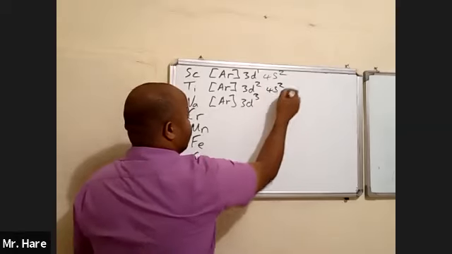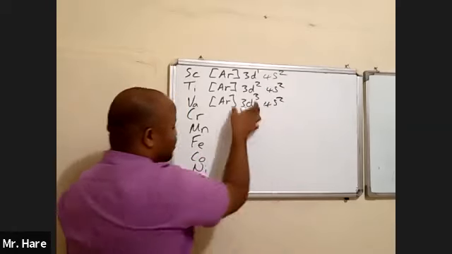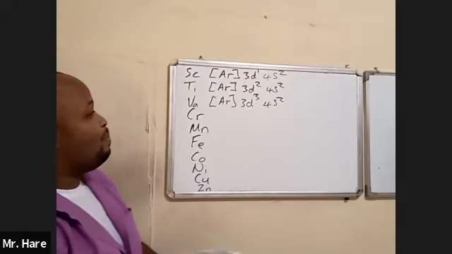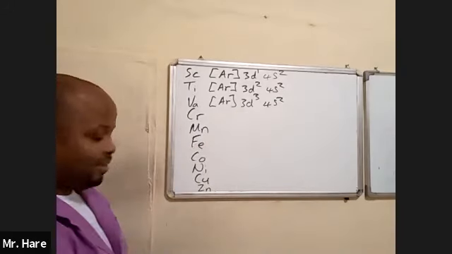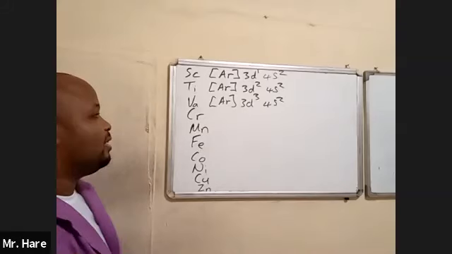Then 3d3. So you should know. If you put the 4s before the 3d, is it wrong? Well, here they put the 3d first. I noticed that in their book, so I follow it.